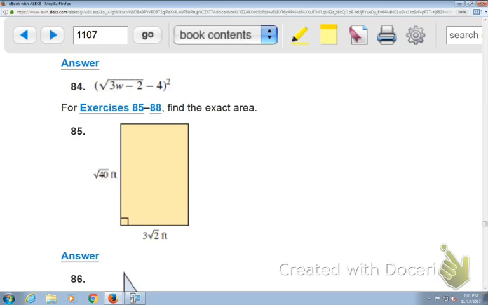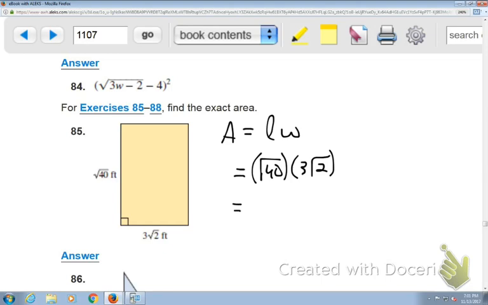What if I asked you for the area? What's the area of a rectangle? Base times height or length times width. It's the same, right? So what did you guys tell me the length was? Square root of 40 was your choice, which made the width 3 square root of 2. You guys agree? And so how do I multiply them together? What do I get? Yes, 3 square root of 80. Right? Outside times outside, inside times inside. So that means a 1 times a 3, and then on the inside 40 times 2.